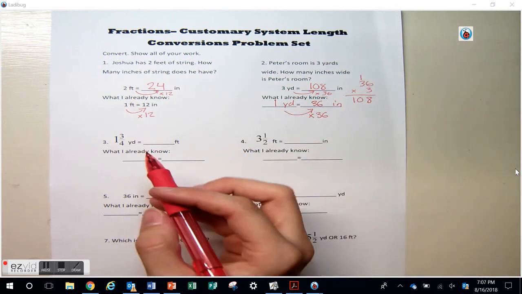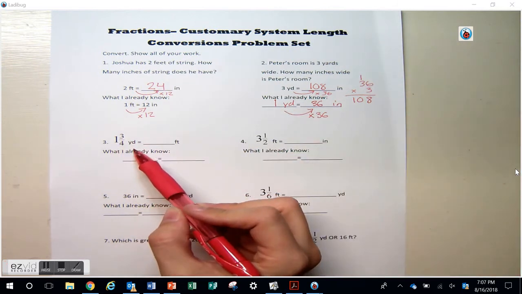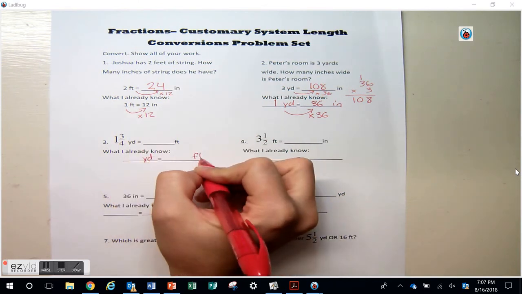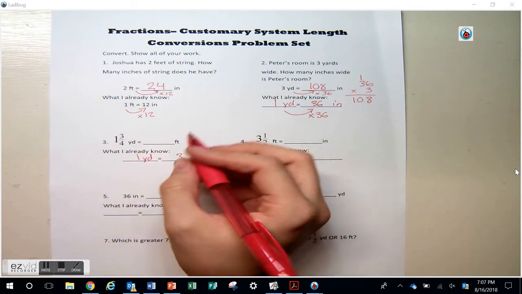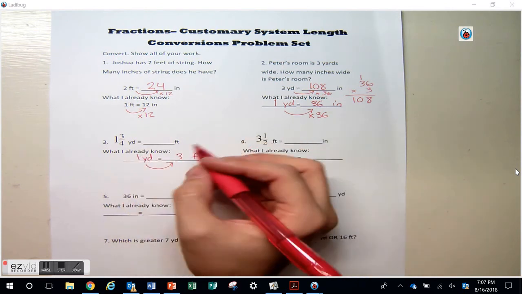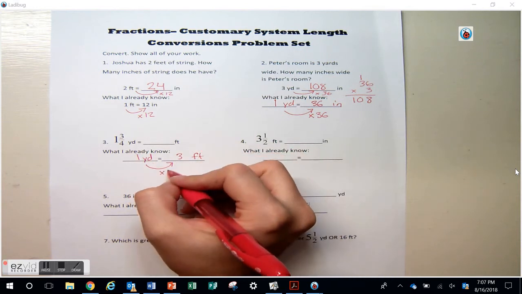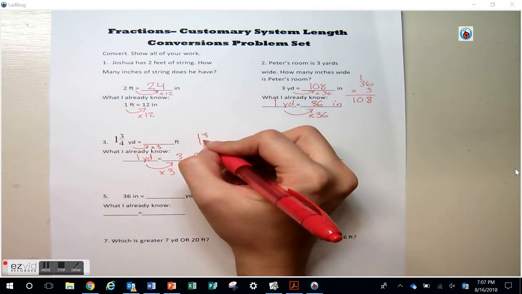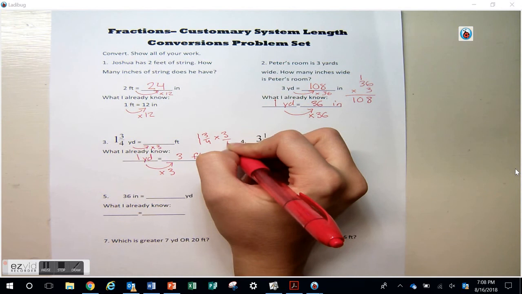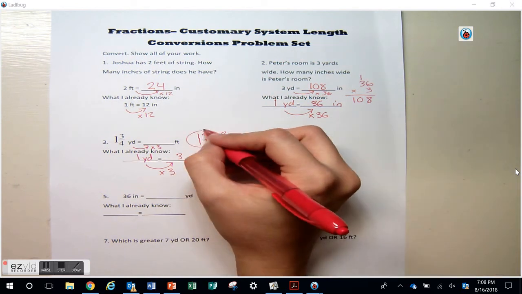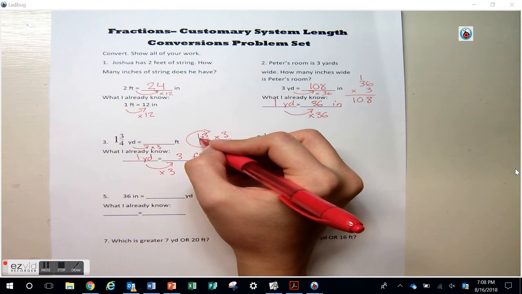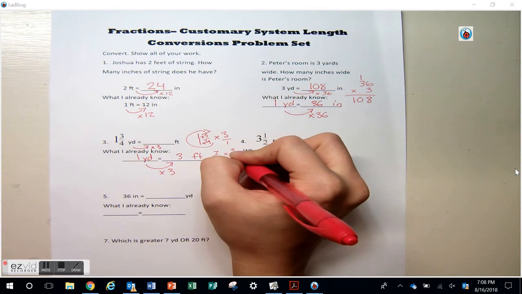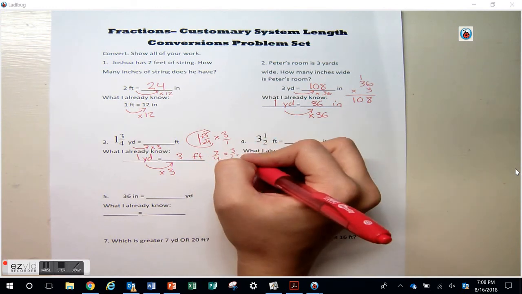Continuing on, 1 3/4 yards to how many feet? Yards on the left, feet on the right. I already know 1 yard equals 3 feet. My conversion factor, what I multiply by to get from 1 to 3, is 3. I'm going to multiply by 3 here. 1 3/4 times 3, or 3 over 1, same thing. Use my Ferris wheel. 4 times 1 is 4, plus 3 is 7, so we have 7/4 times 3 over 1. I can't simplify, so I see 21/4.